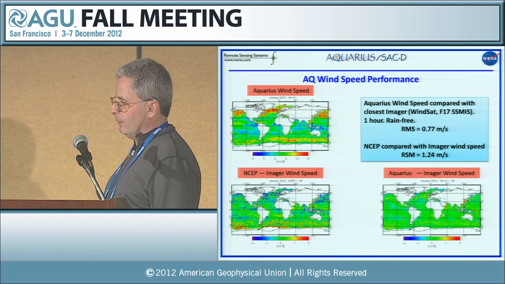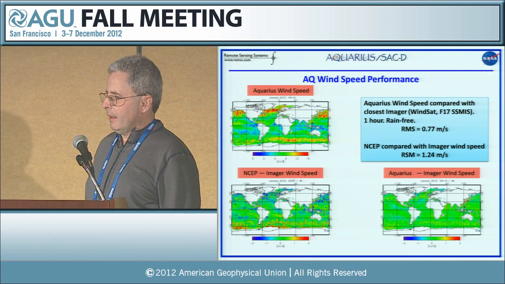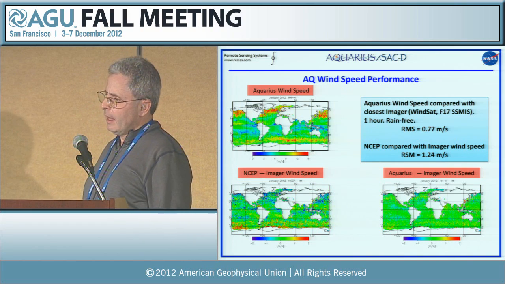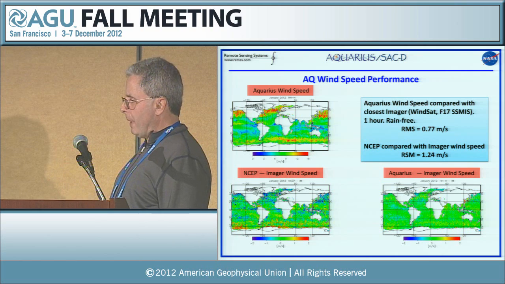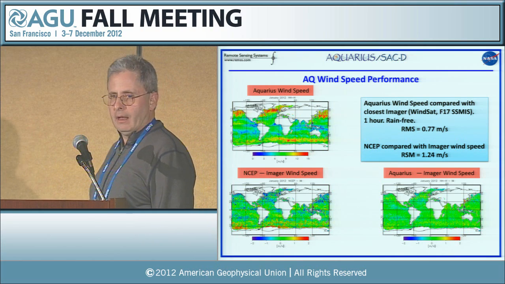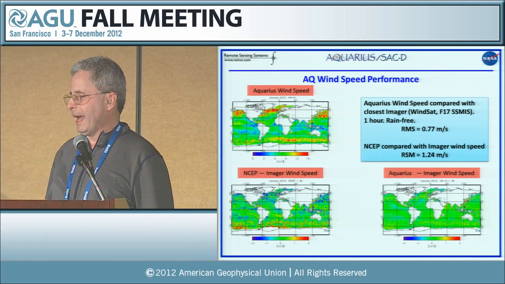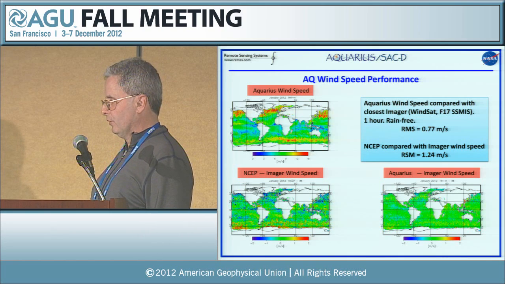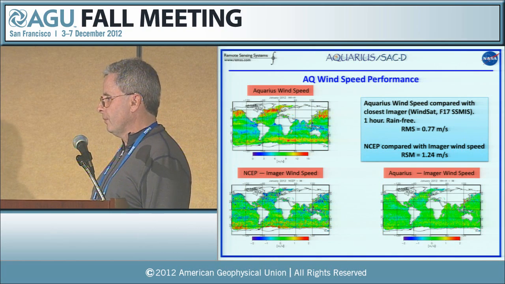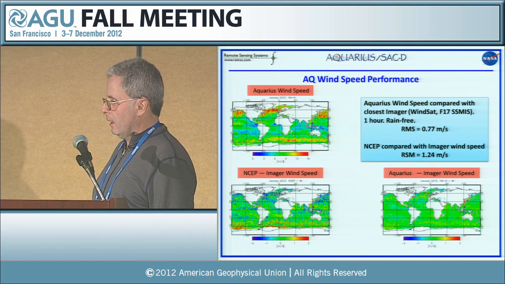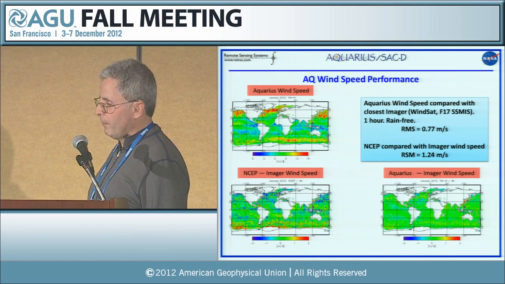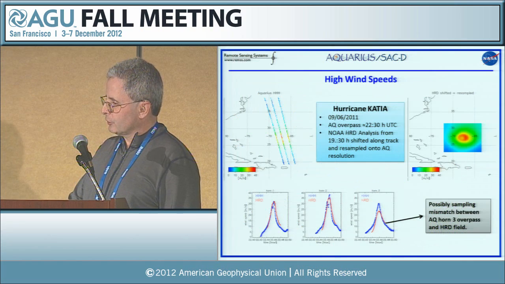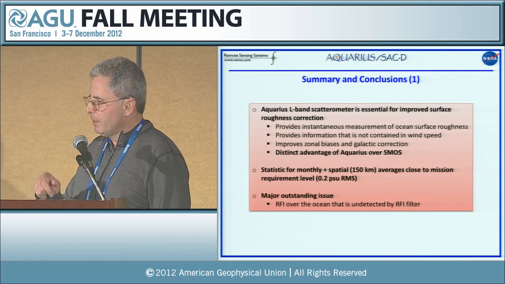What that slide shows is the Aquarius wind speed in the upper panel, a monthly, I think it's January 2012. And then the lower two panels are NCEP. On the left-hand side, I compare the NCEP wind speed. Ground truth is here the WindSat and SSMIS wind speed, the closest in time. And you see how that improves when you go to an Aquarius wind speed. The RMS goes down from 1.24 meters per second if compared with the imager to 0.77 if you use Aquarius. I think I'm skipping over the high wind speed because I'm running out of time.